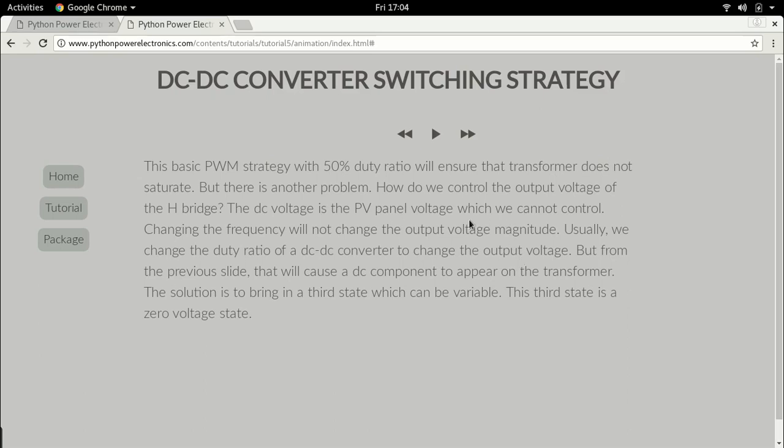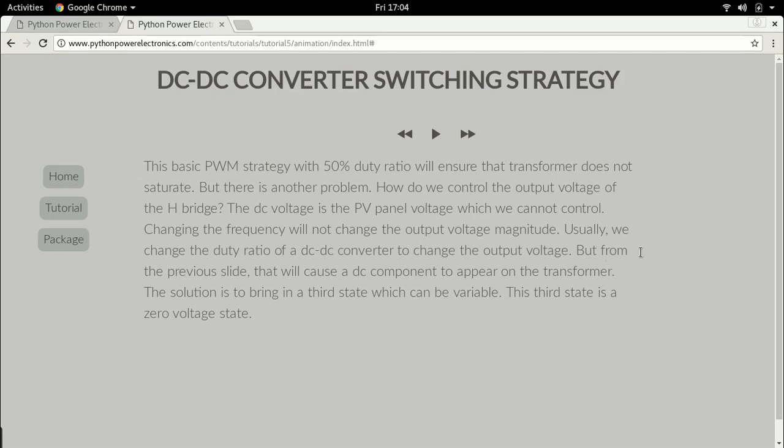But that will not change the RMS voltage of the output voltage magnitude. Because the RMS voltage of the AC voltage is merely the integral of the square of the voltage over a time period. That's not going to change. That only depends upon the magnitude and the pulse width.